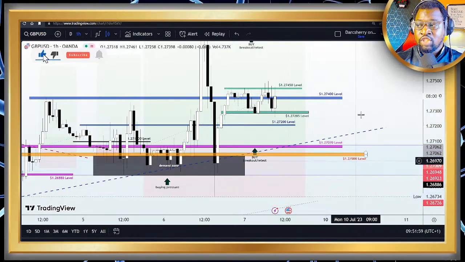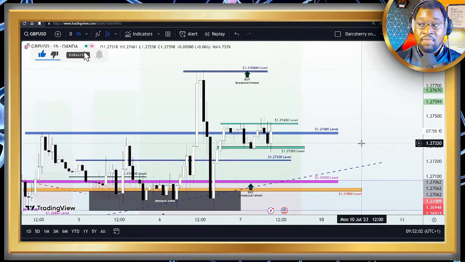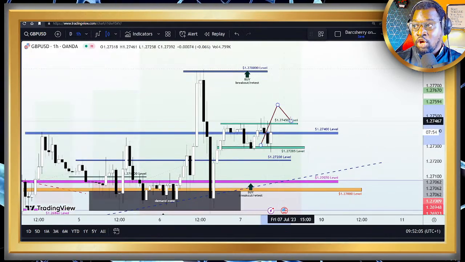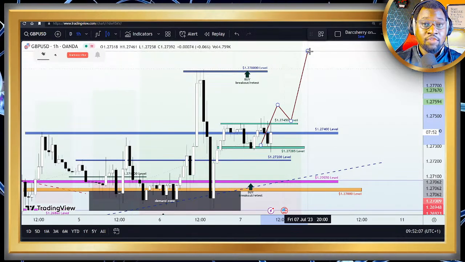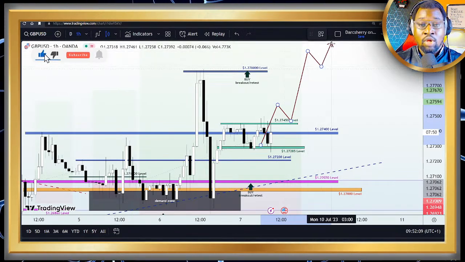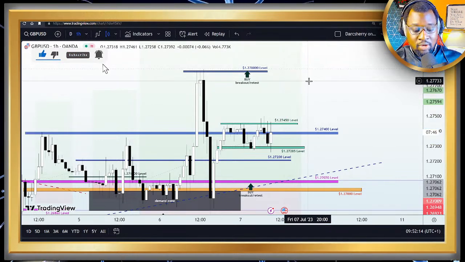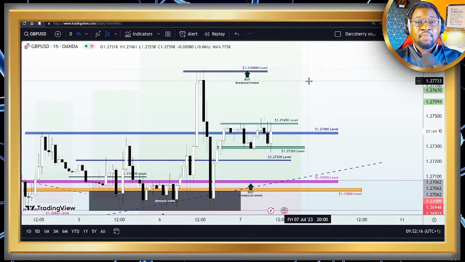So that is how we are going to be managing our trade on the GBPUSD today. And if price breaks out of the structure to the upside, a further breakout of the 1.278 will welcome more opportunities in this market. So this is how we are going to be managing our trades on the GBPUSD for today.